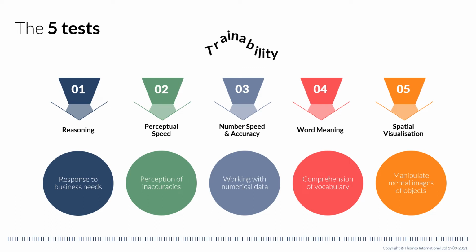That overall trainability is made up of the 5 different tests. Reasoning describes quickly responding to business needs, dealing with new problems. Perceptual speed focuses on the perception of inaccuracies. How can we ignore irrelevant information? Accuracy is important when working with numerical data, where having confidence with quantitative concepts is key. Word meaning involves the comprehension of wide vocabulary, expression through words. And spatial visualization is important if the role requires an individual to create and manipulate mental images of objects.